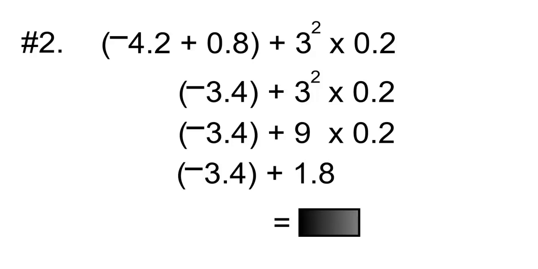And again, we subtract the smaller number from the larger number, since they're different signs. 3.4 minus 1.8. And keep the sign of the larger one, which is going to be the 3.4. So we have negative 1.6.